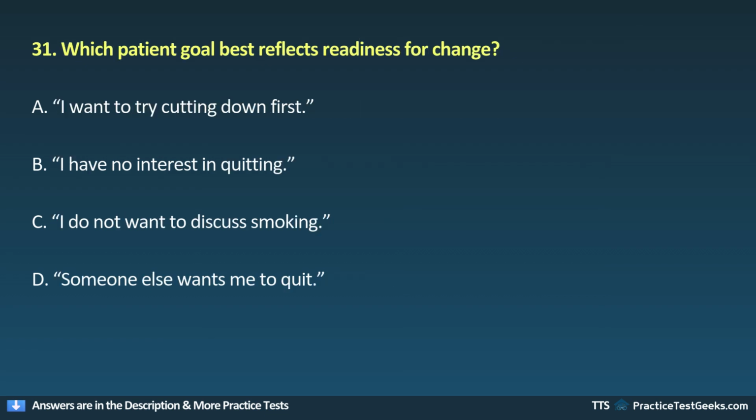31. Which patient goal best reflects readiness for change? A. I want to try cutting down first. B. I have no interest in quitting. C. I do not want to discuss smoking. D. Someone else wants me to quit.